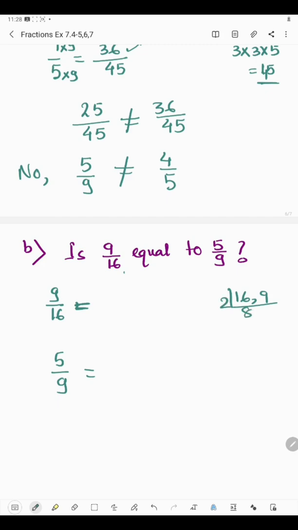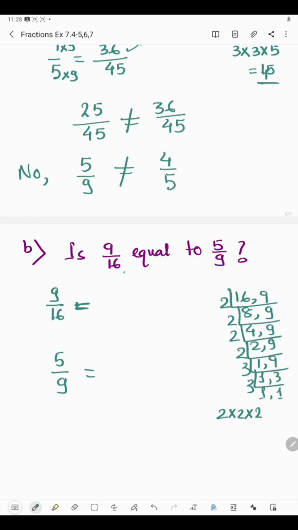So 2 8s are 16, 9 cannot be divided by 2, so it's 9, 2 4s are 8, again it will be 9, 2 2s are 4 and 9, 2 1s are 2, then 3 3s are 9 and 3 1s are 3. Now if you multiply this all, 2 2s are 4, 4 2s are 8, 8 2s are 16, 16 3s are 48, 48 into 3 is 144.